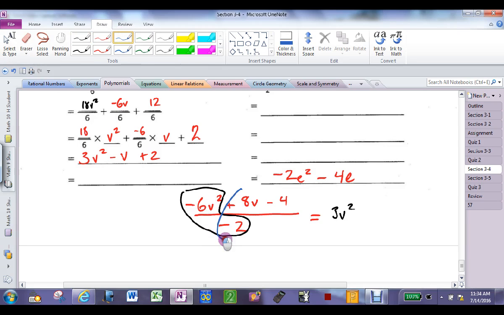Now this one. Negative 4, because the numbers stay together, and the letter tags along. And then positive 2. What did you notice that this negative did to all my signs? Positive, negative, positive. Everybody good? Okay.